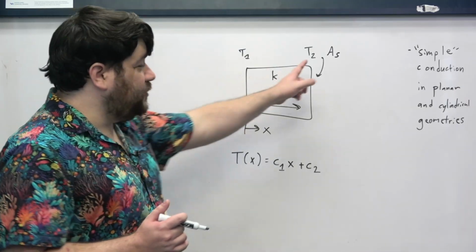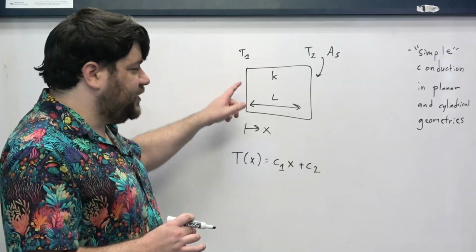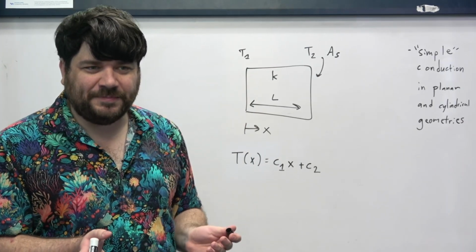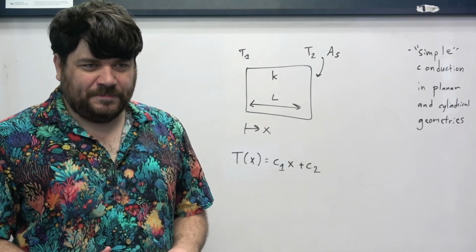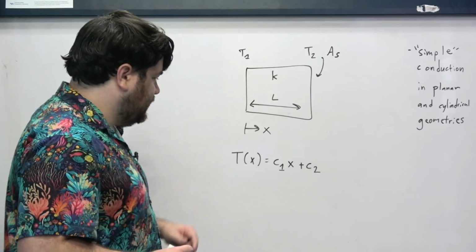So right now we have T1 and T2, but you might also have a situation where maybe you don't know the temperature, but you do know what the heat flux or the heat transfer rate on one side of the wall is. And then that will give you information about what these coefficients are. So operating from the perspective that we know the temperatures, let's just try to figure that out.